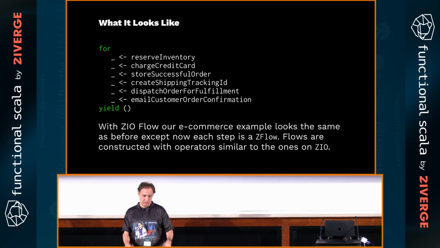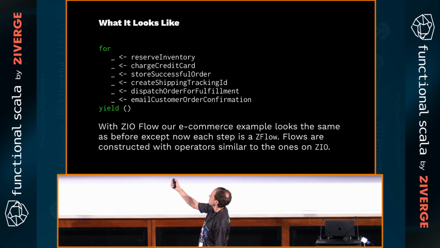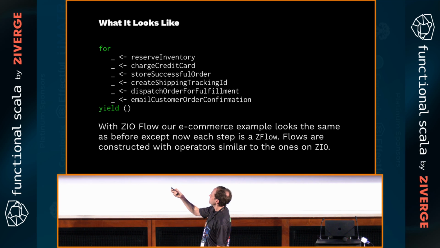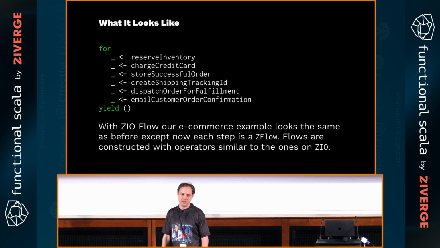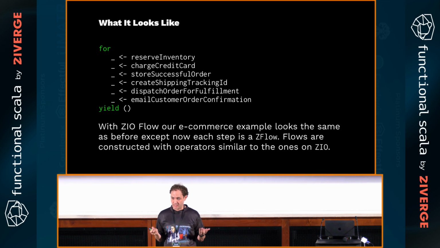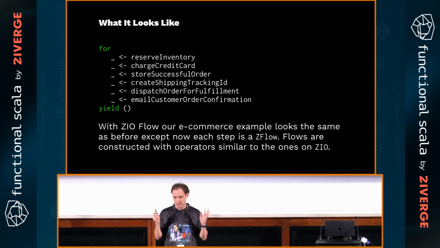And so what this would look like is basically we would have exactly the same for comprehension as we had before, except now all these lines here would be ZFlows instead of ZIOs. And so there's definitely something nice about this, right? That it looks very much the same. So if we compare it to that event sourcing paradigm where we really needed to think about things in a completely different way, now we're thinking about things in a more similar way. So OK, great.